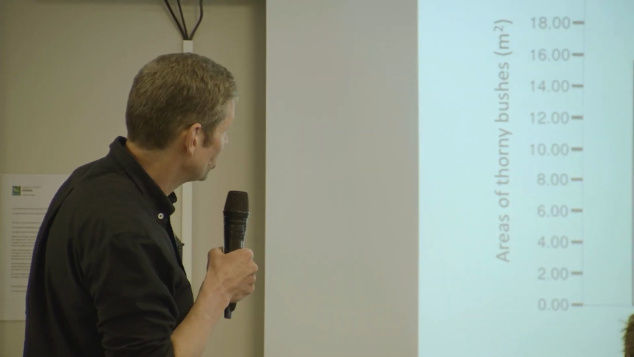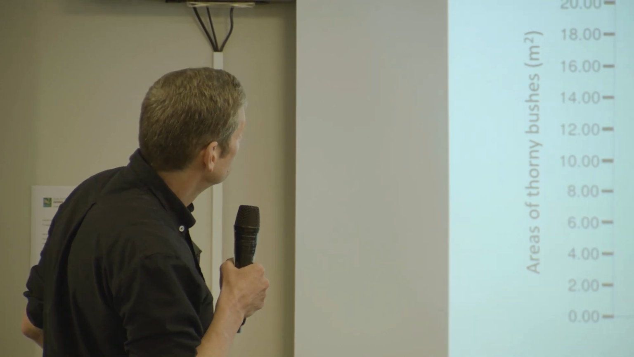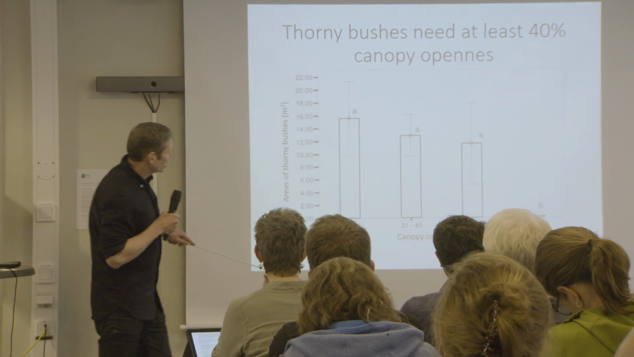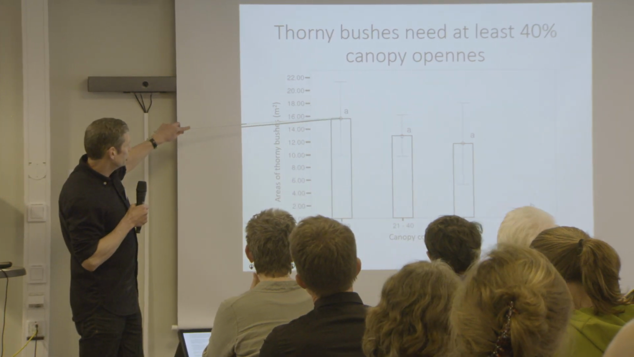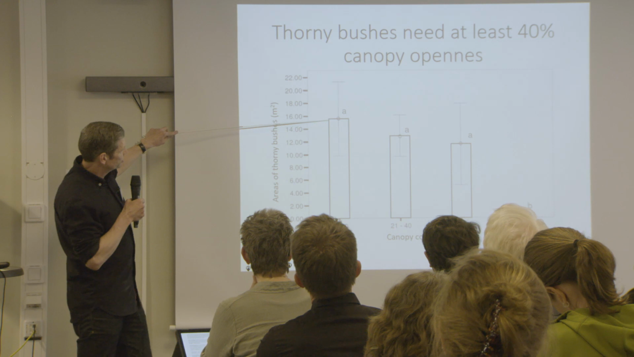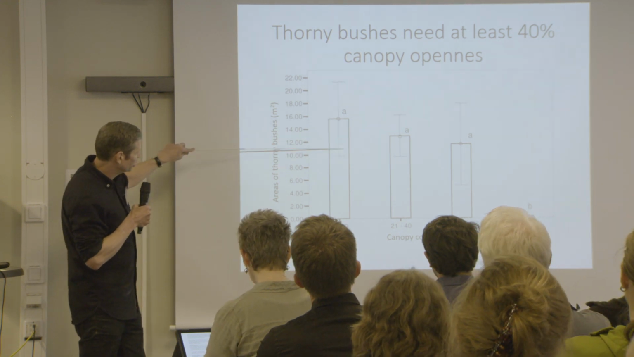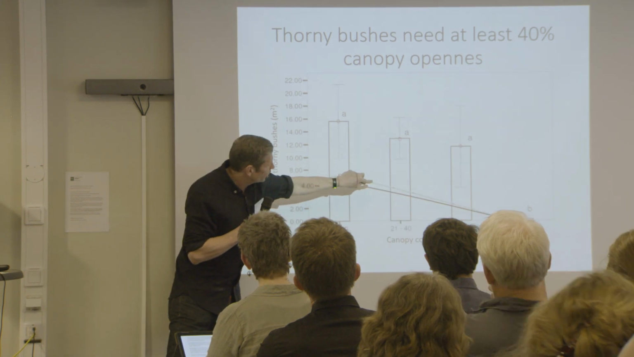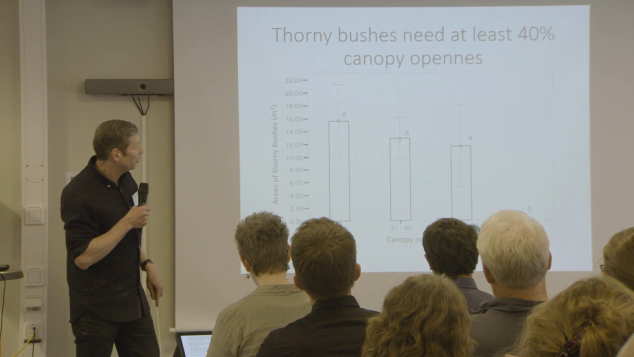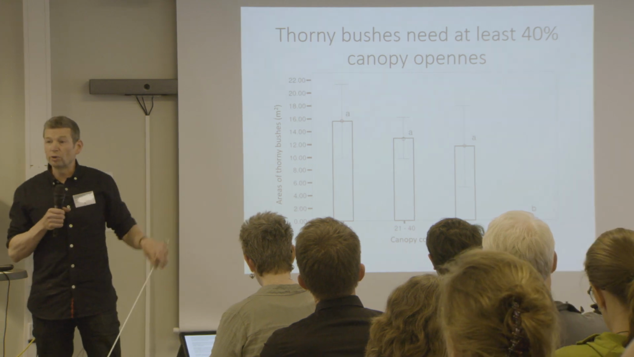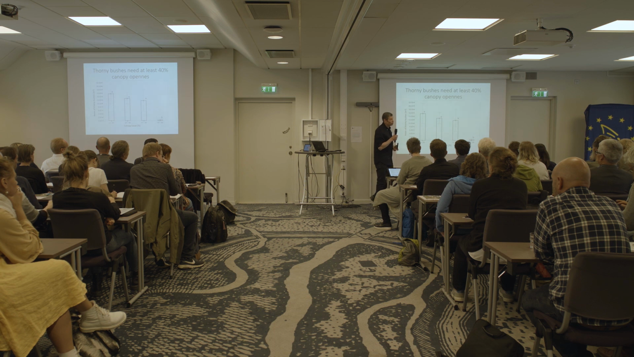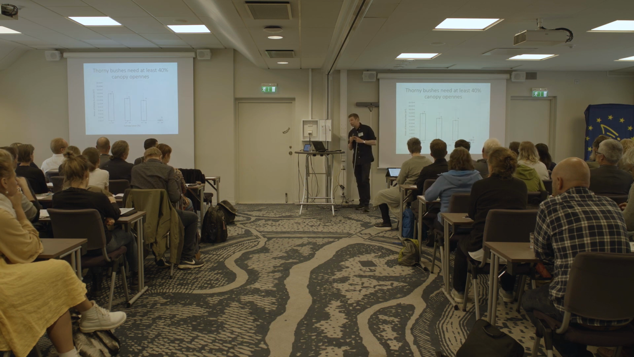And the thorny bushes themselves have quite an interesting ecology also. This is the canopy cover overall on the site. And as you can see, there's quite a lot of thorny bushes when you have a low canopy cover here, less than 20%. But when you go up above 60% canopy cover, the thorny bushes die themselves. And that also makes it difficult, of course, for oak regeneration.